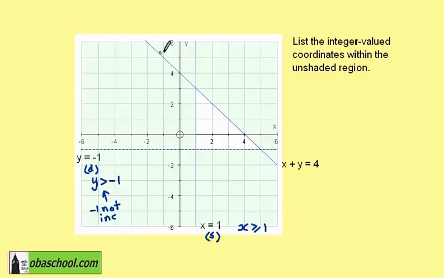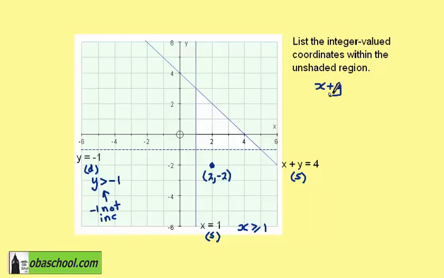Finally, let's look at this line. It's a solid line. Our region is below the line. If we want to know the inequality, let's test a point below the line. I'm testing the point 2, -2. So x is 2 and y is -2.